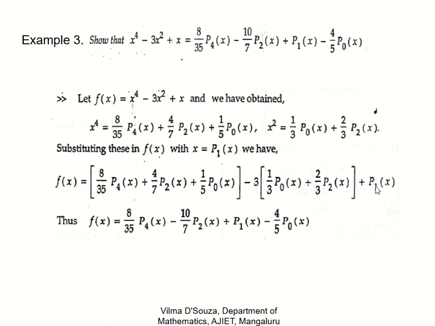What is the coefficient of p1? It's only one term here, p1 of x. And the coefficient of p0, 1 by 5 minus 1. What is 1 by 5 minus 1? Simplify. Minus 4 by 5 p0 of x. Okay, so you have proved what is given in the question.